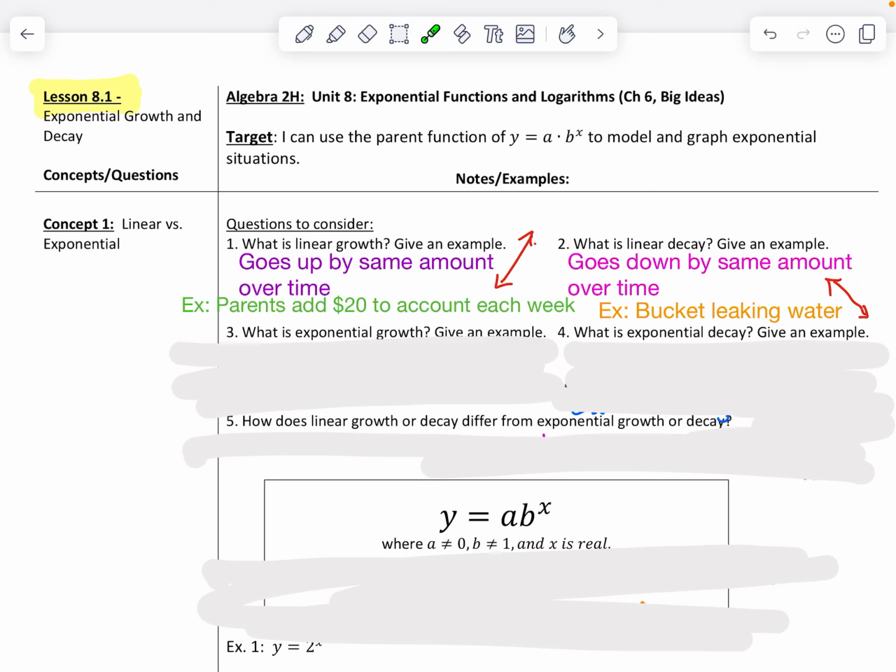Hi everybody, this lesson today is lesson 8.1. This is the first lesson in Unit 8. Unit 8 is going to cover exponential functions and logarithms. Today we are just talking about exponential growth in general.